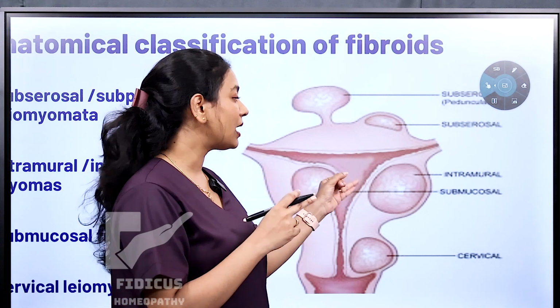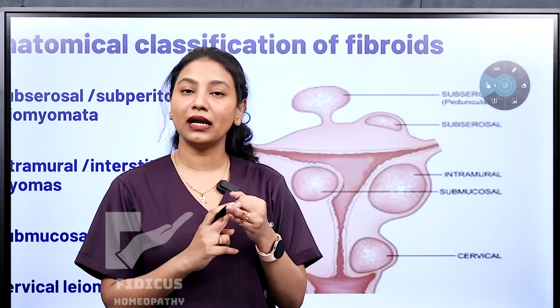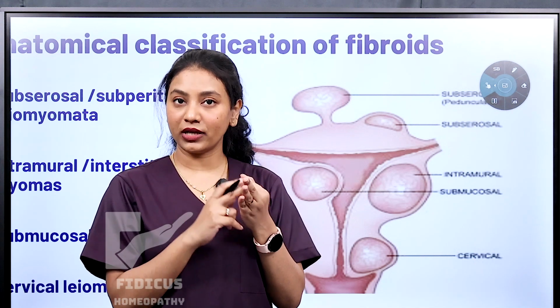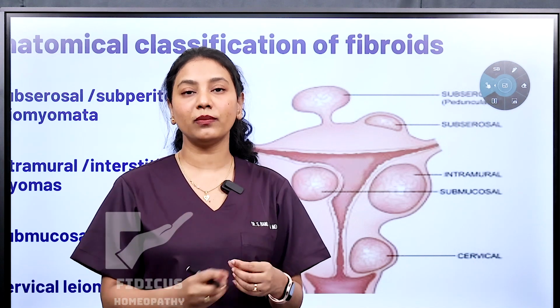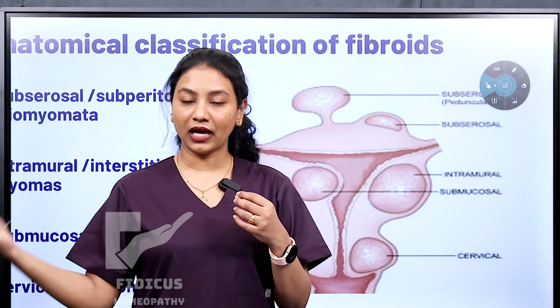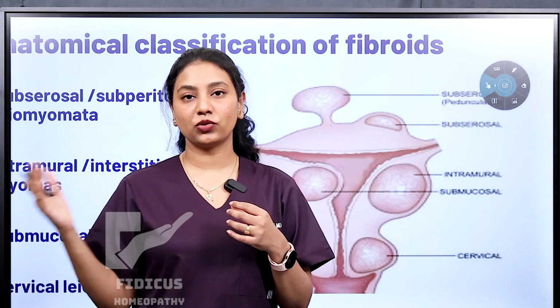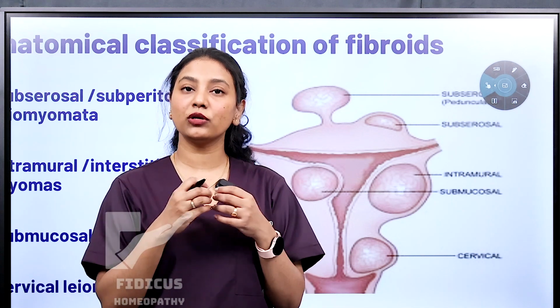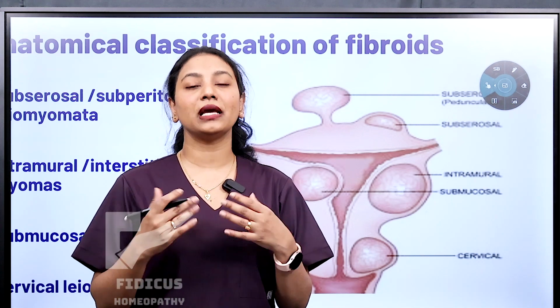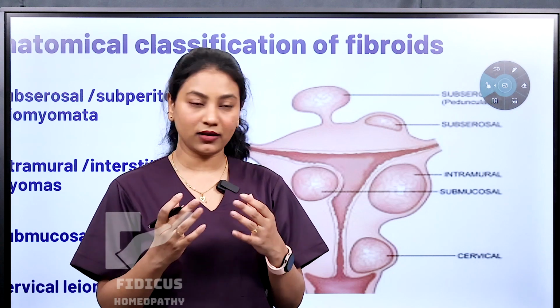This intramural type can cause abortions, and not only that, it can cause severe menorrhagia. What is menorrhagia? Prolonged bleeding for a longer period of time. That is more than 70 ml of bleeding per each menstruation, and also prolonged bleeding can cause anemia, fatigue as well as weakness.